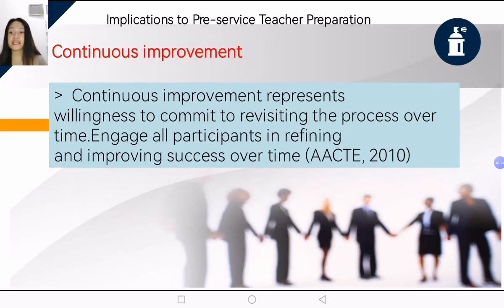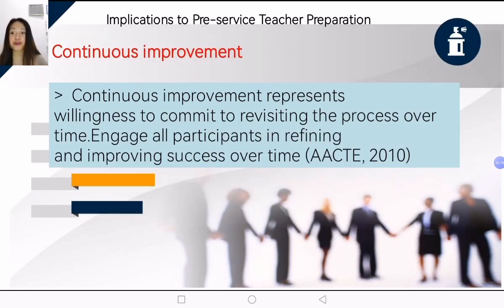Next is the continuous improvement. So improvements and learning should be never ending. Continuous improvement represents willingness to commit to revisiting the process over time. So the evaluation and assessment of the process or of the upgrading should always be there in order to monitor it, how is it going?